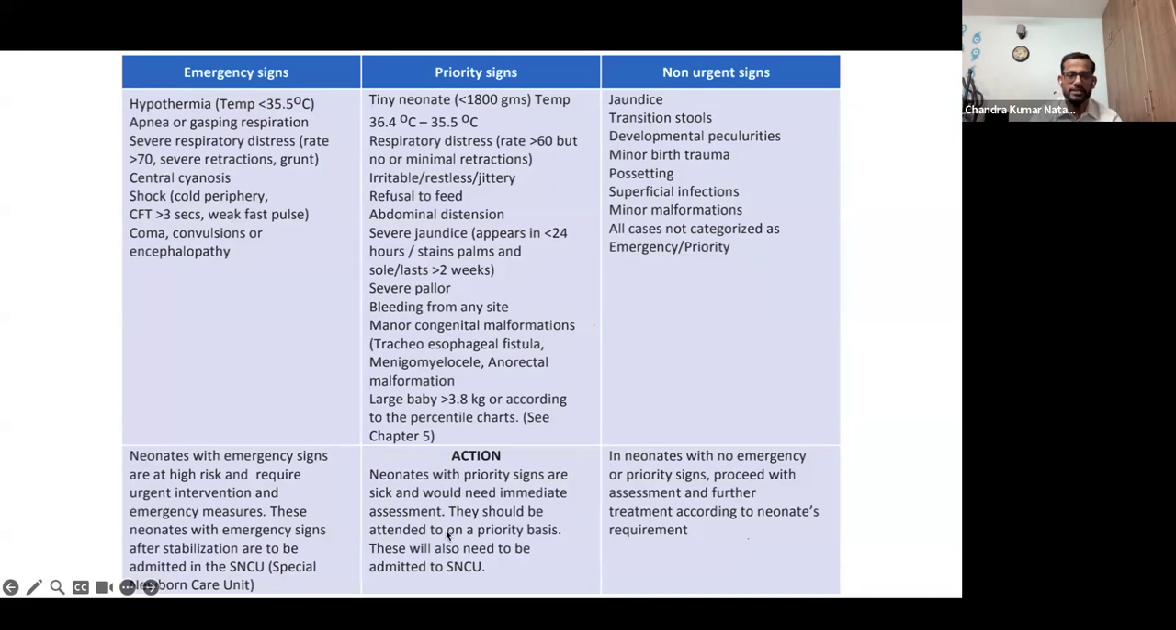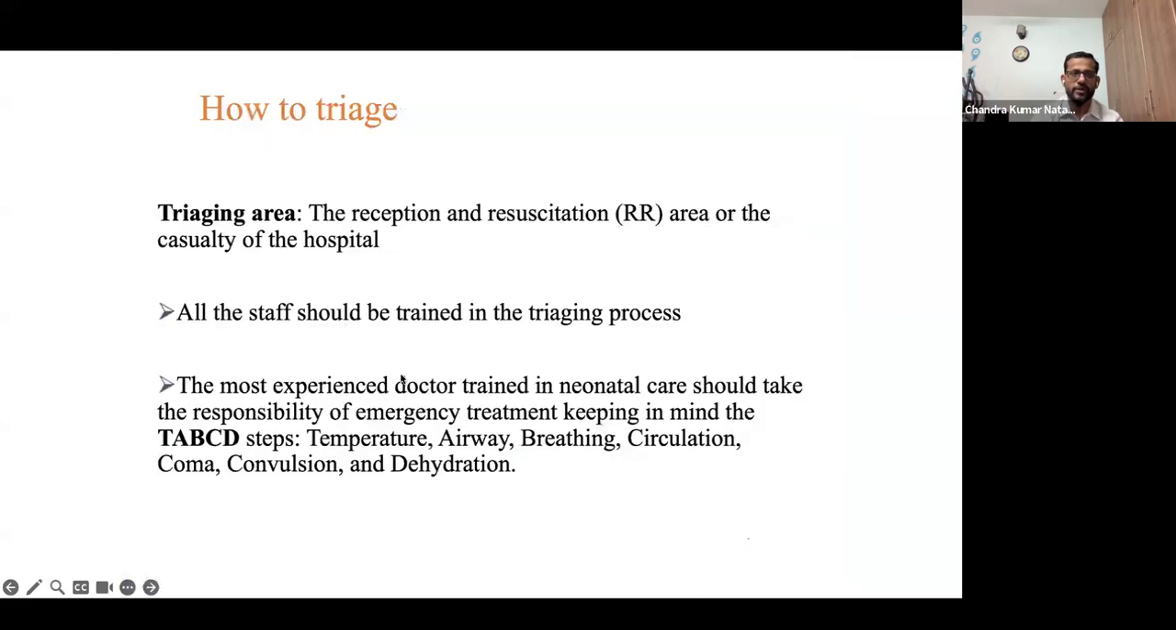Okay, so here you need to do a quick assessment and then attend to them on a priority basis and they will need admission. Okay, they may not need immediate starting of treatment in the ER. Non-urgent cases, which we have already described. So you have to reassure the mother and tell her that some of the conditions may not require treatment also.